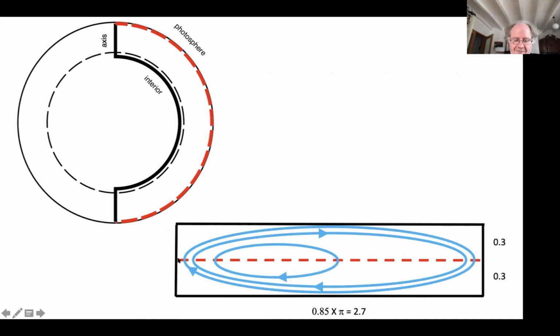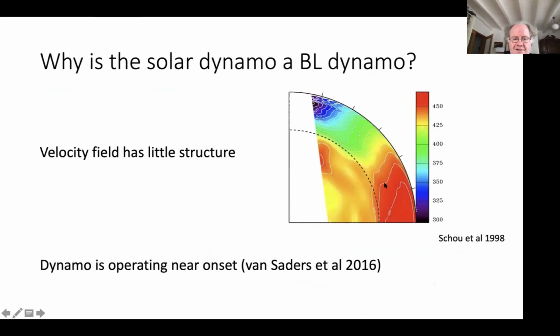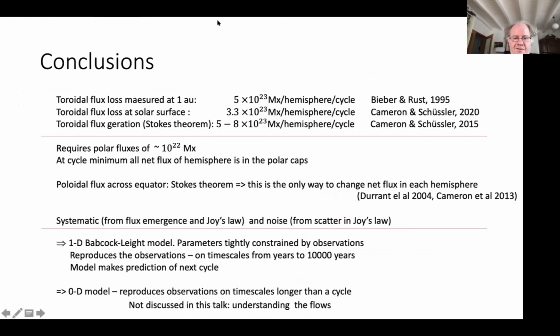Therefore, if we were to consider this type of boundary condition, we can consider it as half of a box, which is purely symmetric. And the solution you're going to have in such a box near onset, when the velocity field is featureless, is going to be the largest scale mode you can put in the box, which turns out to be the Babcock-Leighton mode. And so I will finish there with questions.